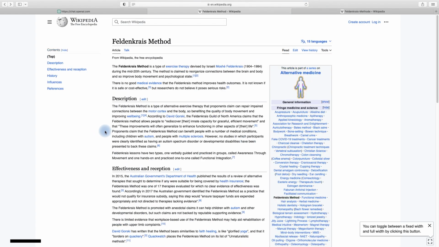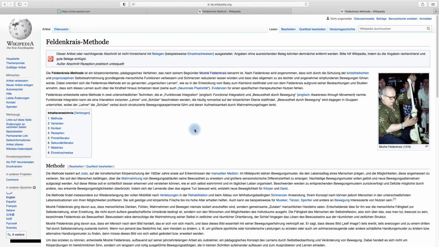Then we have some references. So the English Wikipedia article is actually written quite poorly. I would say the summary by ChatGPT is a lot better. Now let me show you the German Wikipedia article. And this one is actually better than the English one. So I'll translate a few sentences for you there.